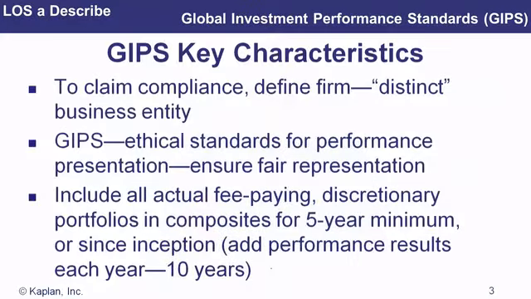So this is ethical standards for performance presentation. Again, we're just trying to ensure fair and comparable performance. And again, include all actual portfolios, so there's not going to be any of this representative portfolio stuff, no back-tested portfolios based on this new model we've developed. This is going to be our actual fee-paying, discretionary portfolios that are going to be in the composites for a minimum of 5 years or since inception. So we have to have 5 years of data, or since inception, and then if we have less than 10 years, we have to be adding one every year until we get to a 10-year GIPS compliant presentation.